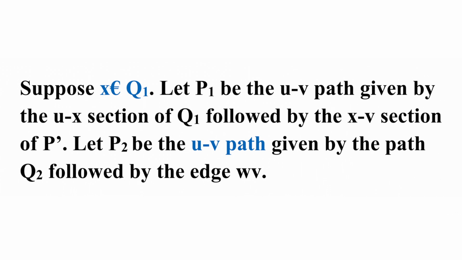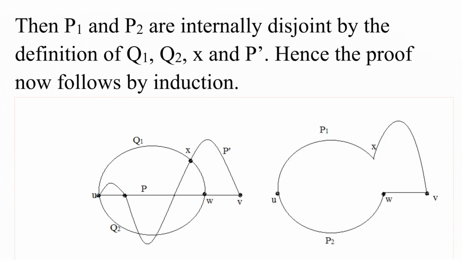Suppose X belongs to Q1, let P1 be the UV path given by the UX section of Q1 followed by the XV section of P'. Let P2 be the UV path given by the path Q2 followed by the edge WV. Then P1 and P2 are internally disjoint, by the definition of Q1, Q2, X and P'. Hence, the proof now follows by induction. We can see the diagram for your reference, that is on the screen now.